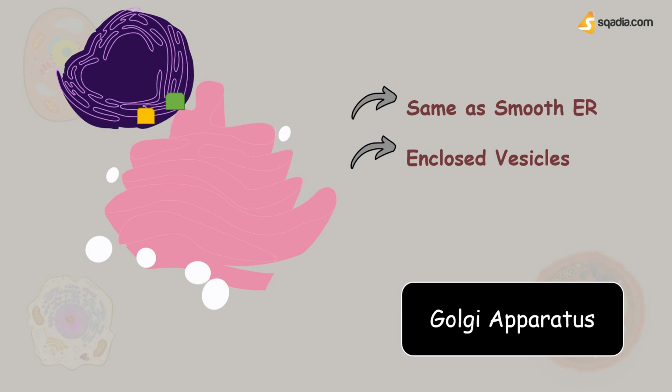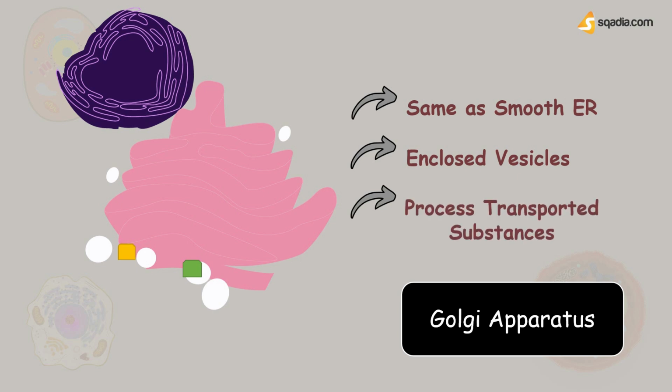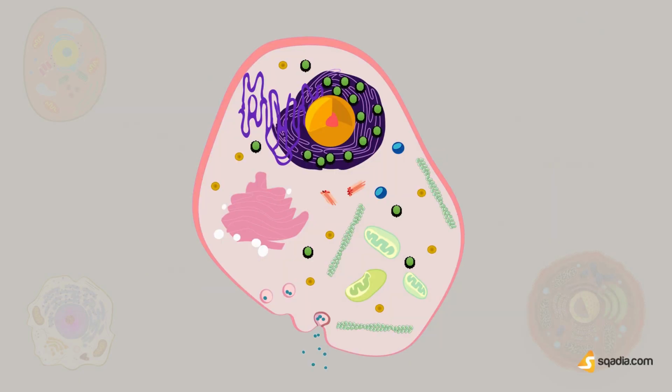The Golgi apparatus functions in association with the endoplasmic reticulum. Small transport vesicles, also called endoplasmic reticulum vesicles or ER vesicles, continually pinch off from the endoplasmic reticulum and shortly thereafter fuse with the Golgi apparatus. In this way, substances entrapped in ER vesicles are transported from the endoplasmic reticulum to the Golgi apparatus. The transported substances are then processed in the Golgi apparatus to form lysosomes, secretory vesicles, and other cytoplasmic components.